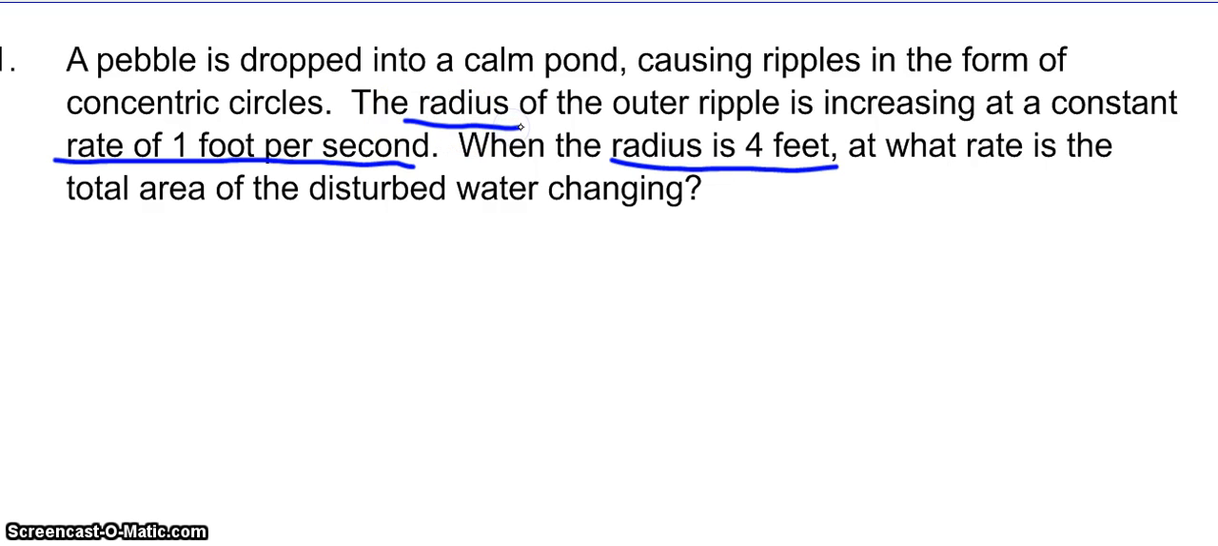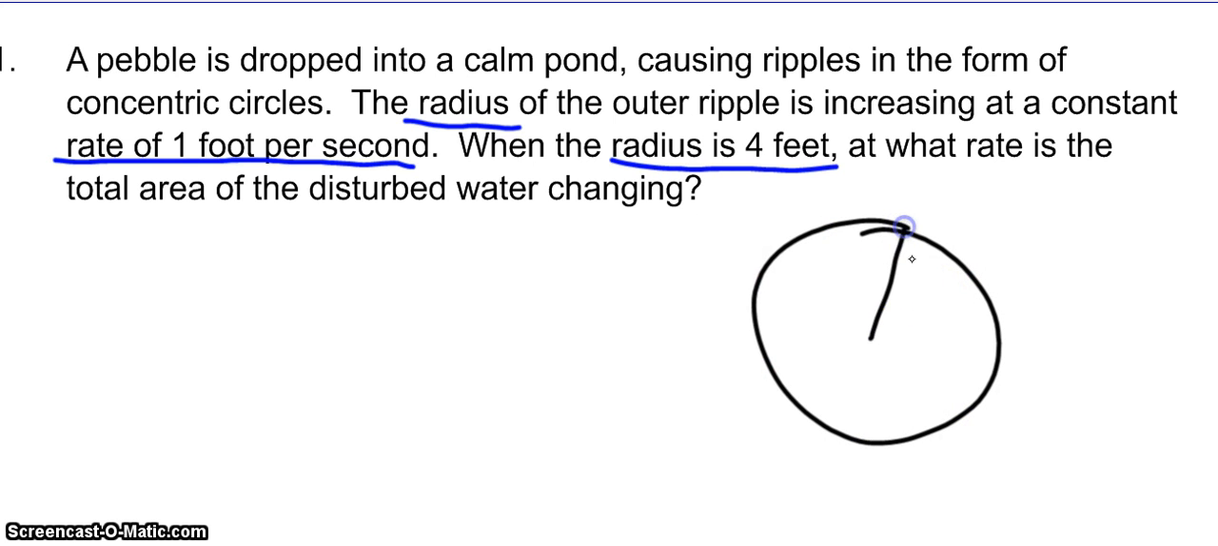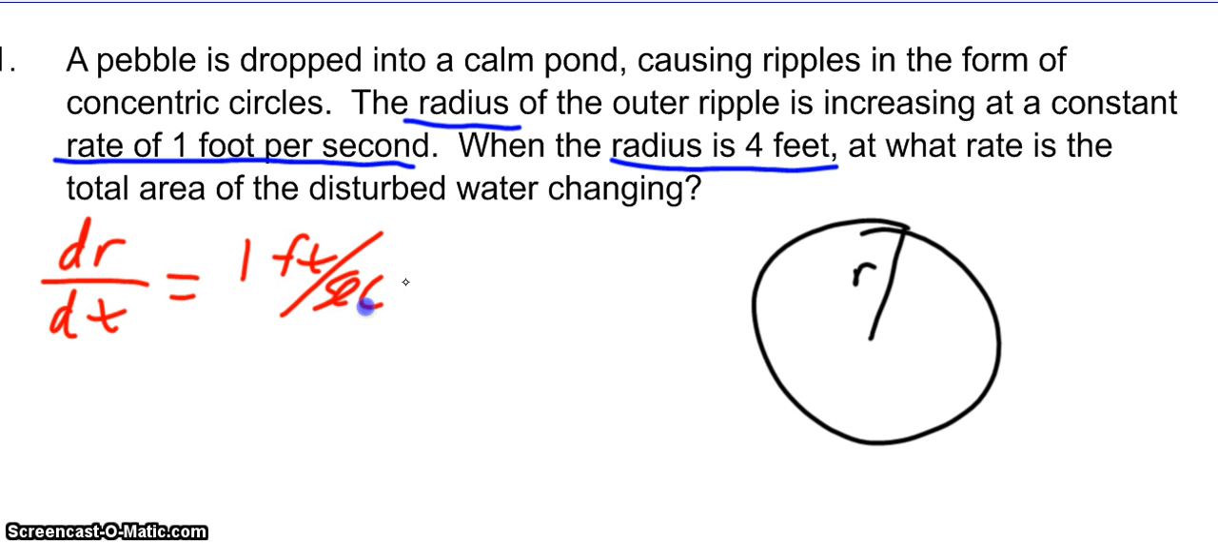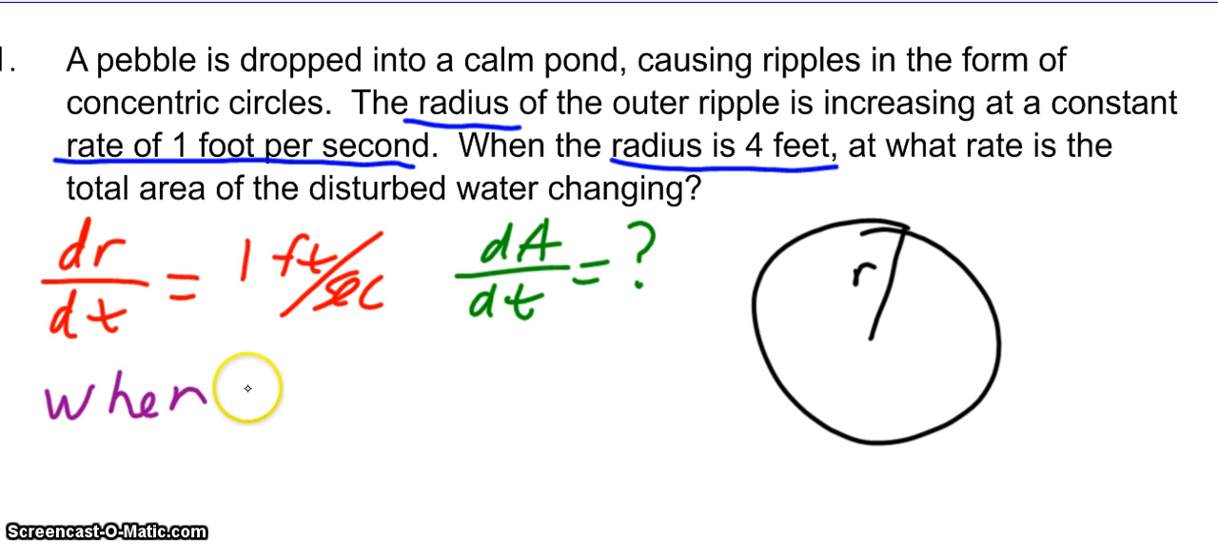The radius is increasing. So I have, let's draw a picture. Circle with a radius, right? Circle is getting bigger. What do I know? I know that dr dt, which is the rate of change of the radius with respect to time, is 1 foot per second. I know that I want to find the rate of change of the area, so dA dt is what I want to find, and I want to find this when r equals 4 feet.